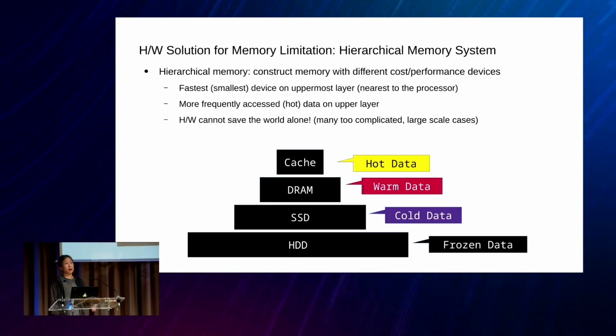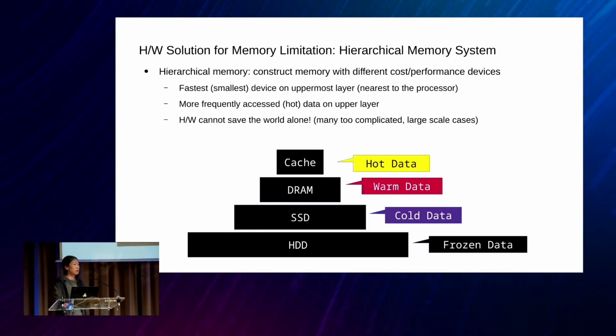That is, we have a small but faster and expensive memory device, and slower but larger and less expensive memory devices. Therefore, we can construct the memory system of the computer to have the fastest and smallest memory device on the uppermost layer, nearest to the processor, and place the more frequently accessed, or hot, data on the upper layers of memory devices, so that the more frequently accessed data can be accessed more quickly. However, of course, the hardware cannot save the world alone.